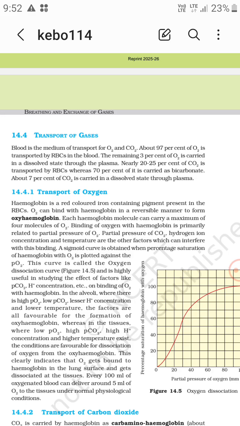Anyways, so blood is the medium of transport for O2 and CO2. About 97% of O2 is transported by RBCs in the blood. The remaining 3% of O2 is carried in a dissolved state through plasma. Nearly 20 to 25% of CO2 is transported by RBCs, whereas 70% of it is carried as bicarbonate, and about 7% of CO2 is carried in a dissolved state through plasma. So the dissolved state through plasma is very important.